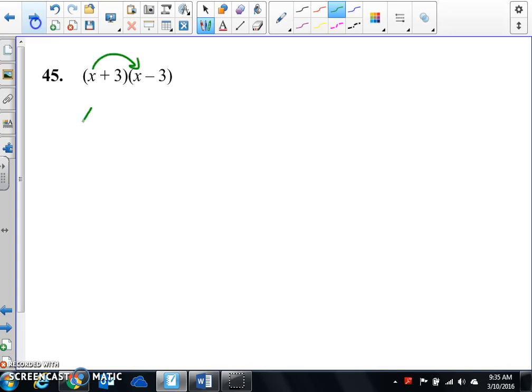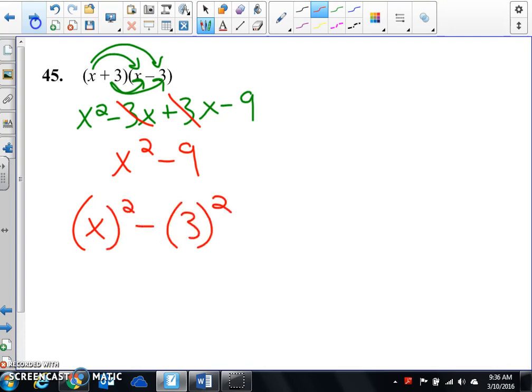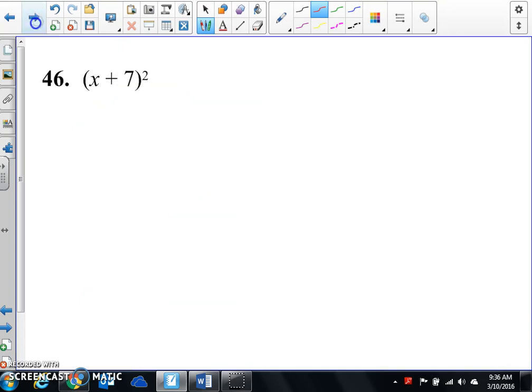FOIL. X times x is x squared, x times negative 3 is negative 3x, 3 times x is a positive 3x, and 3 times negative 3 is negative 9. Combine like terms, those are going to cancel, leaving you with x squared minus 9. You could also use special products because our x's are the same, the 3's are the same. So this would be x squared minus 3 squared. X squared is x squared. 3 squared is 9. Same thing.